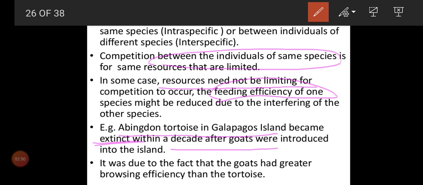Why? Because both are herbivores. When the other species was introduced, though the same level of resources was there, their feeding mechanisms were different. The goat will continuously feed and is very fast at searching for food, but it is not so in the case of the Abingdon tortoise, because it is very huge. It is a giant tortoise, so it won't be as fast as the goat. Though the natural resources are available, because of their feeding mechanisms, some of the animals will go extinct. That is the concept behind it: the goats had greater browsing efficiency than the tortoise. Obviously we can guess what the reason is.